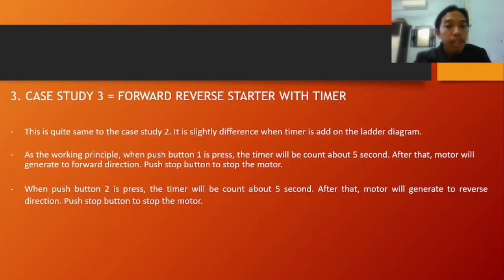Case study number 3 is the forward reverse starter with timer. This is quite the same as case study 2; we just add a timer in the ladder diagram. As the working principle, when push button 1 is pressed, the timer will count about 5 seconds. After that, the motor will start in the forward direction. Push the stop button to stop the motor.